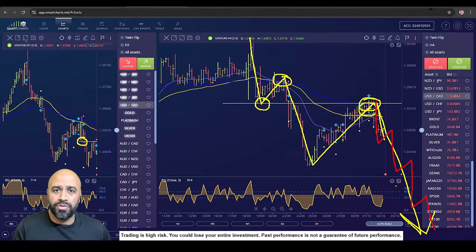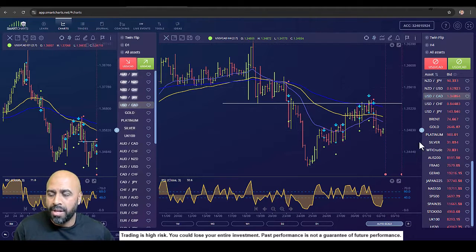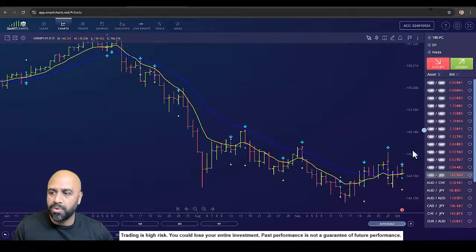We also had some losing trades as well, right? Because that's part and parcel of the game. And we had a trade on pound Swiss, which was a positional trade.